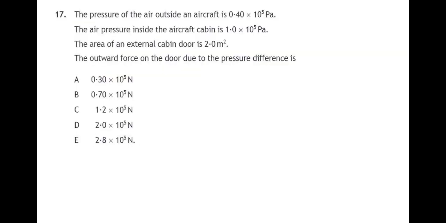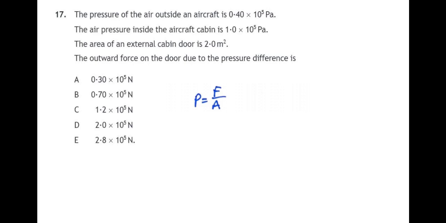Question 17. The pressure of the air outside an aircraft is 0.4 times 10 to the power 5 pascals. The air pressure inside the aircraft is 1 times 10 to the power 5 pascals. The area of the cabin door is 2 square meters. The outward force on the door due to the pressure difference is... So the pressure difference causes this force. Okay, pressure equals force over area.